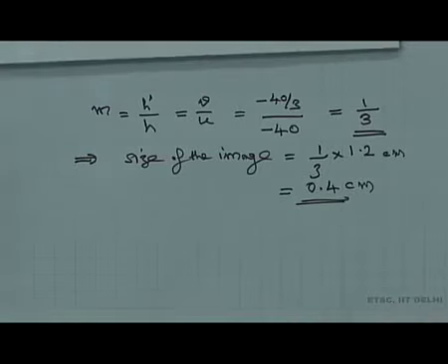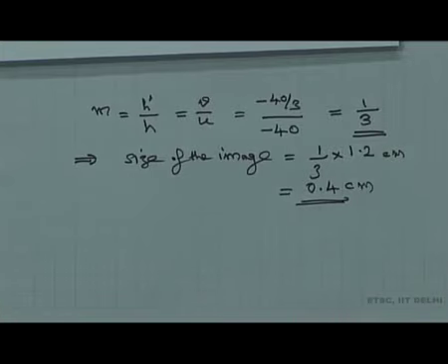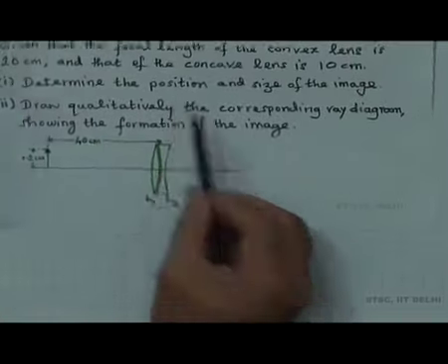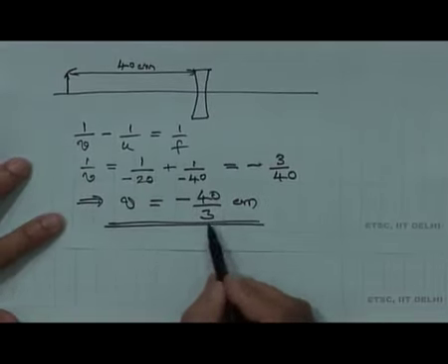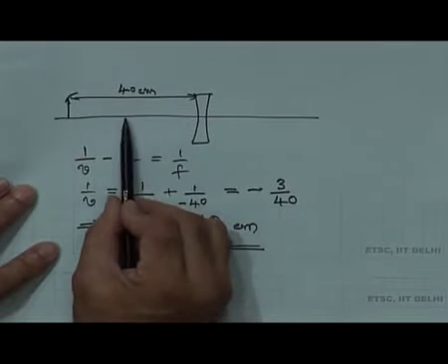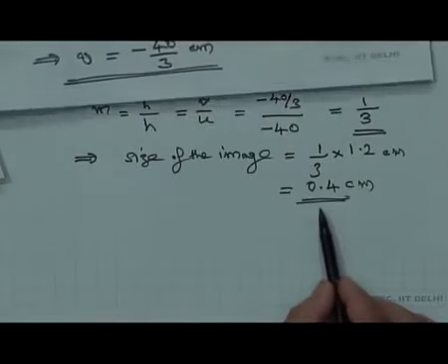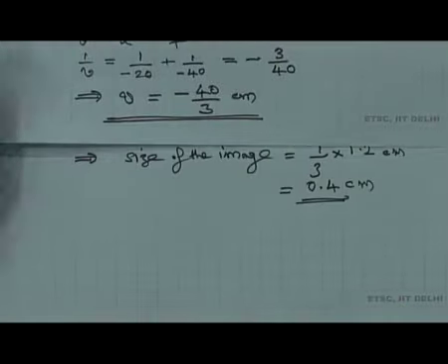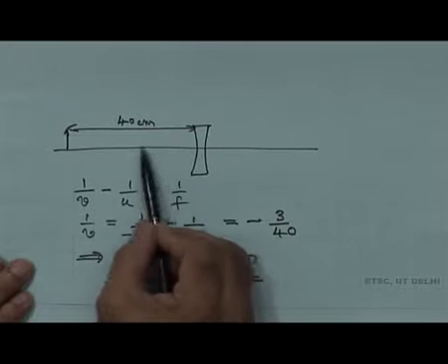So, we have got the size of the image equal to 0.4 centimeter. So, we have determined the position. The position of the image V is minus 40 by 3 centimeter, which means it is on this side here, and we have got the size as 0.4 centimeter. The original object is of 1.2 centimeter height, but the image is smaller somewhere here.